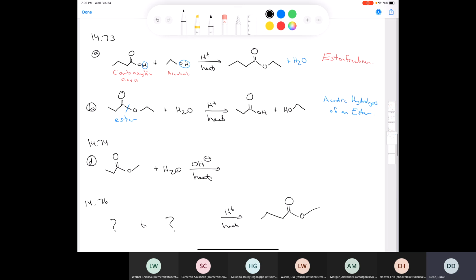Could anybody give me a name for question 14.74D? It's got a really important name that everybody needs to know. No? Okay. This is a saponification reaction. So, saponification, which is the basic hydrolysis of an ester.